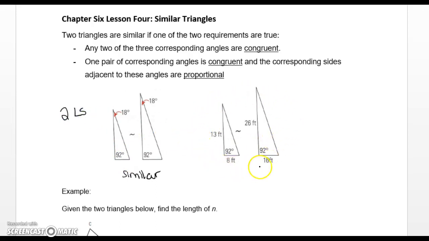So this set of triangles here are similar, and that's using our second property. So it says one pair of corresponding angles is congruent. So that's 92 degrees here, 92 degrees there. And then the corresponding sides adjacent, which means next to or touching, those angles are proportional. So that's using our side going up and down here, this 26 and 13, and then using this bottom is 16 and 8. So there are the two sides that create that angle. So you either need to know two angles or one angle and both adjacent sides.